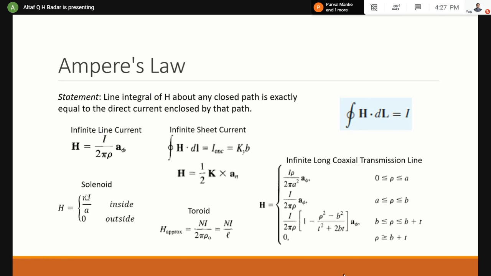Now, what is a solenoid? Solenoid is nothing but a bar, conducting bar, on which we have wound a wire which is carrying current. So that is a solenoid. A toroid is a circular core along which we have put on the wires. That is a toroid.